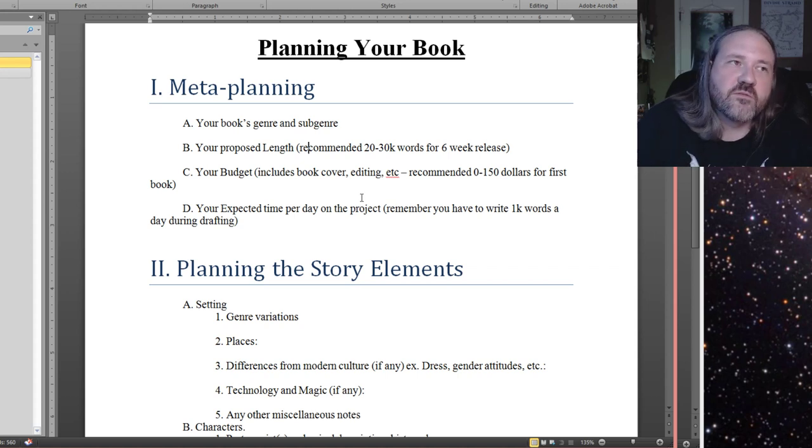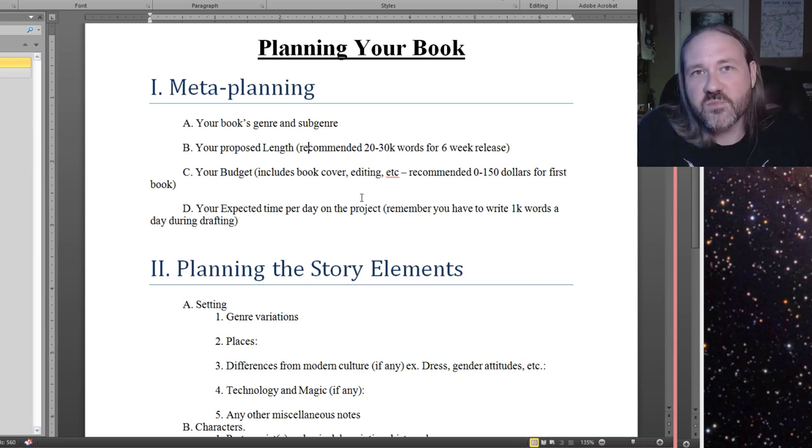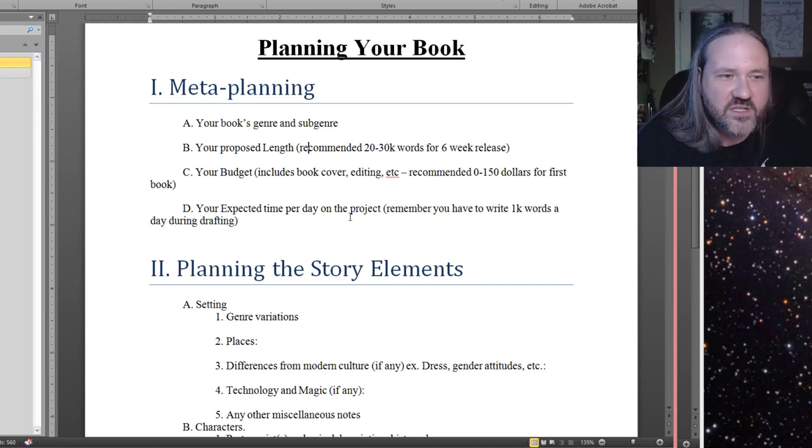I'm going to approach this as if we are not going to be using an editor, because it's a short book, because this is your first book, because you just need to get it out, because it's about the whole process. And editing is going to add a bunch of extra time because you have to hire someone to look at your writing and tell you things, and then you decide whether to change them.